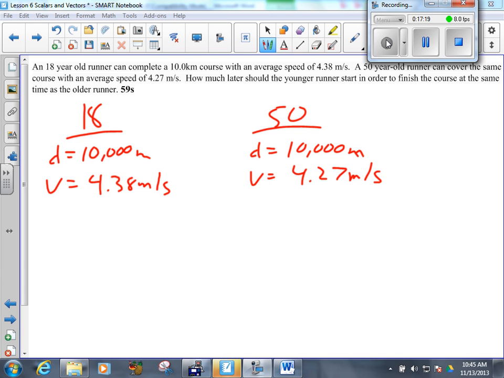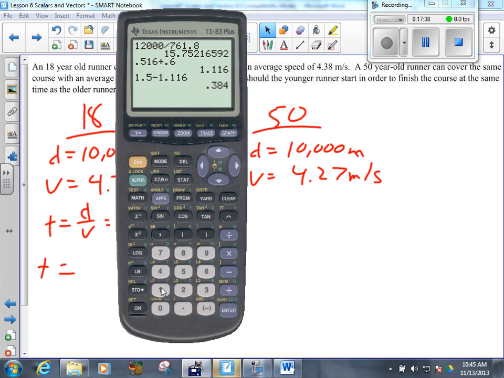Well, if they're asking about time, what should I find out about each of these guys? How long it would take them to run the 10 kilometers. So I'm just going to go T equals D over V for each one. 10,000 over 4.38, and that gives me 2,283 seconds.